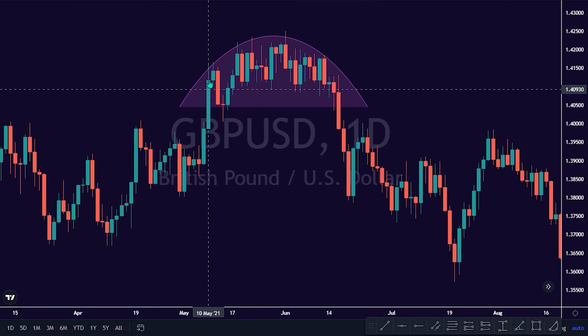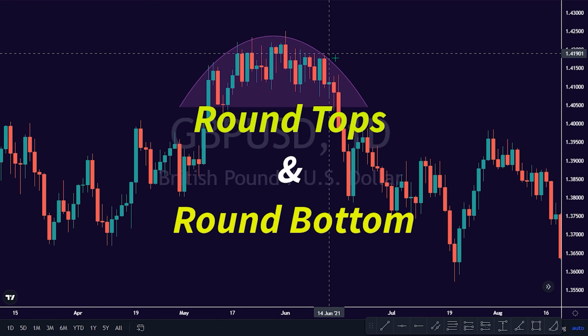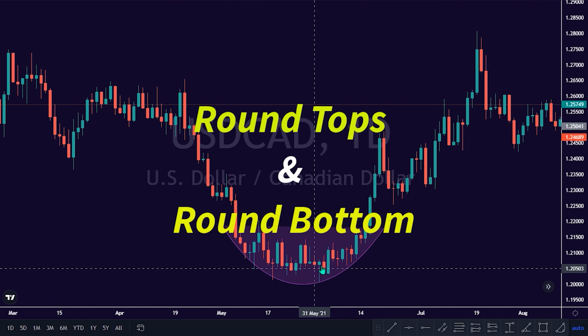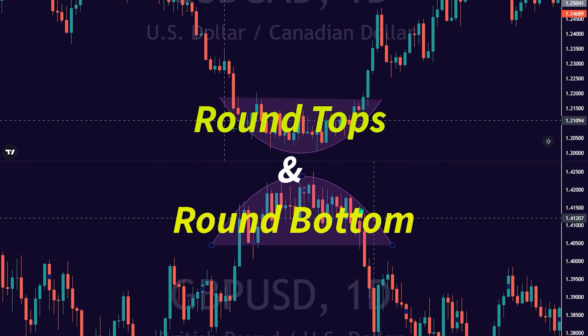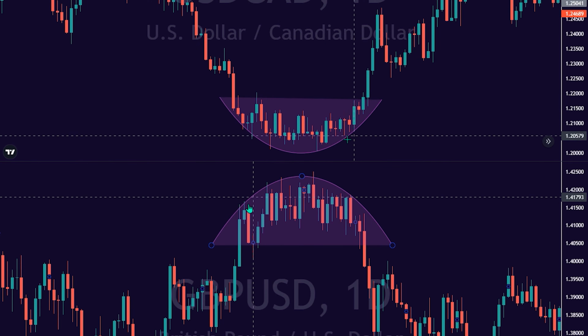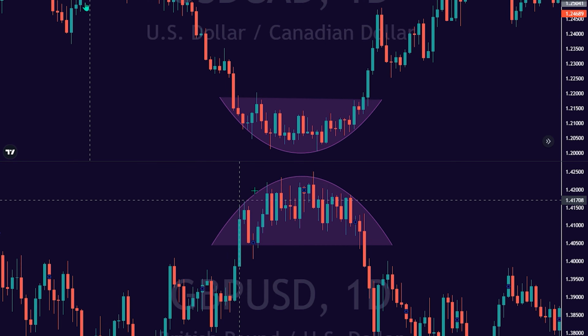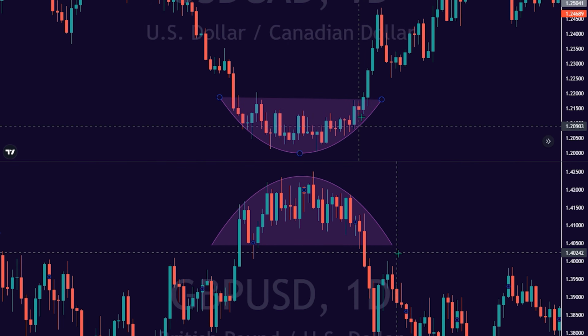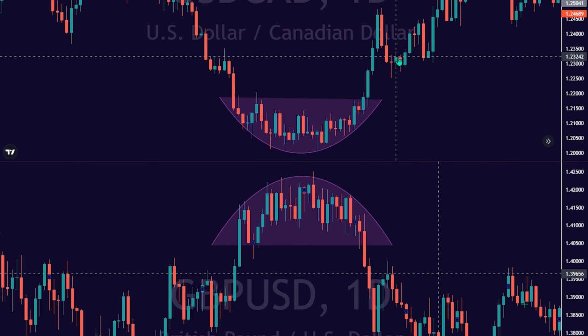The next long-term chart pattern on our list is the round tops and round bottoms. The rounded top and bottom are reversal patterns that help to capture the end of a trend and signal a potential reversal point on a price chart.